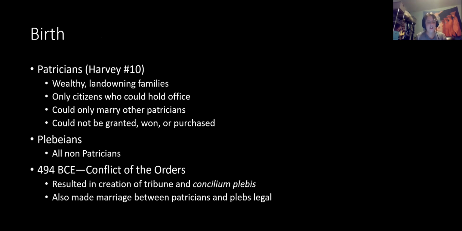The Romans also had class divisions based on birth, which we will now turn to. There were only 2 categories of birth in Rome, patrician or plebeian. As we see in Harvey selection number 10, in which Livy recounts the founding of the Senate and the families chosen to populate it, the patricians were wealthy landowning families. In theory, all members of the patrician class were descendants of this first Senate, whom Romulus called the patres, hence where we get the name patrician.